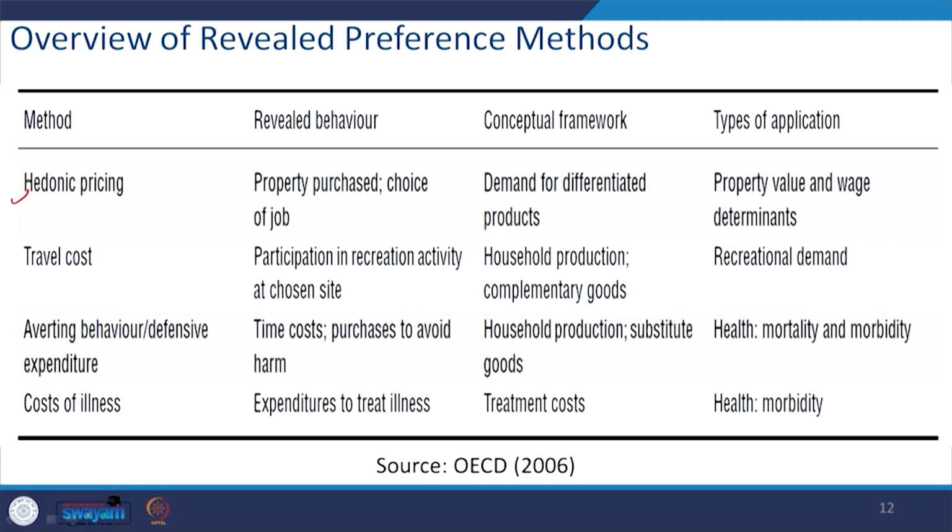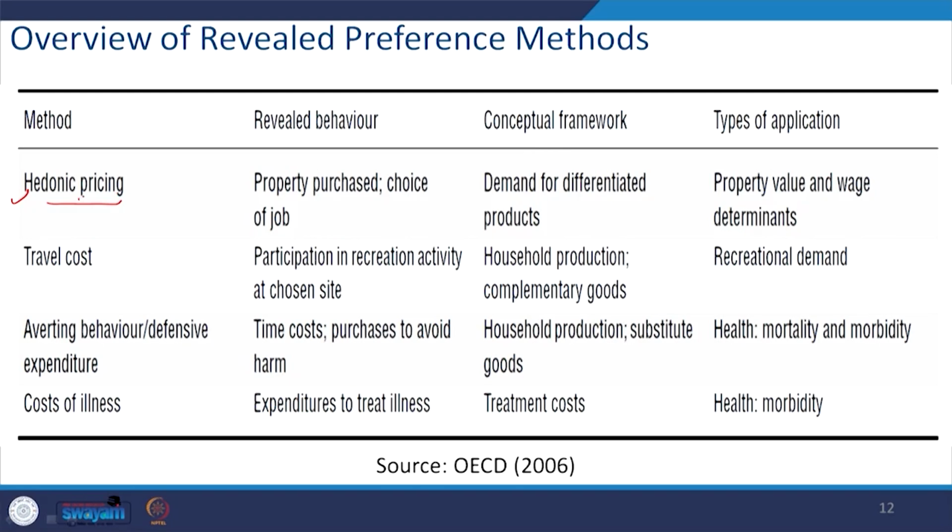All these four types of method are under the revealed preference method. So, what is the highlight? Obviously, we will be discussing each of these methods in detail, but all of these are revealing the behavior of consumers and individuals. The hedonic pricing method is used in revealing the behavior of individuals or consumers in terms of property purchase, or in terms of searching for a job, that is, whether a particular job is riskier or less risky, and which one is to be preferred.